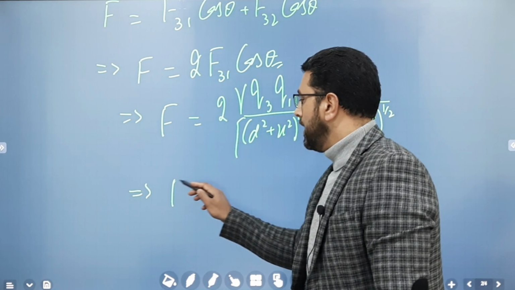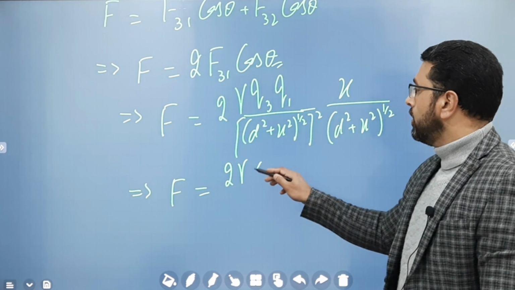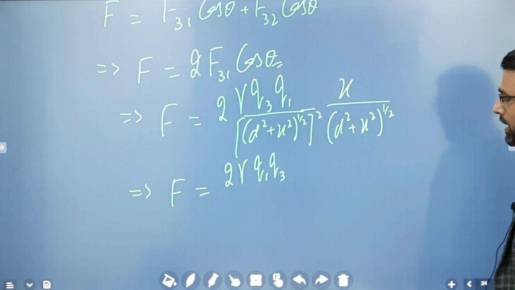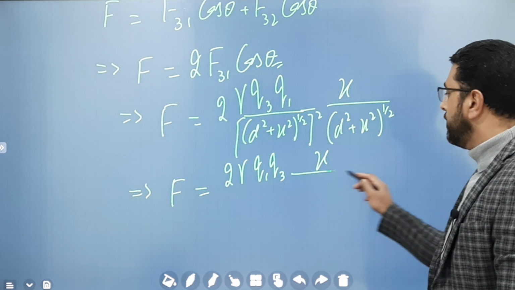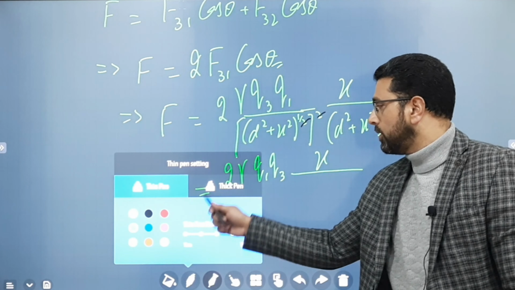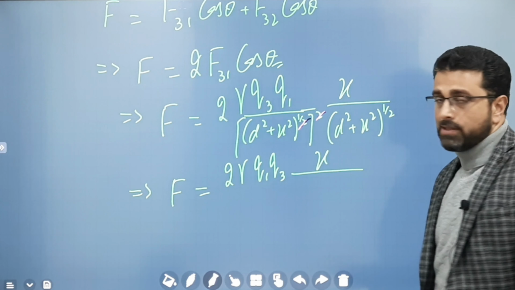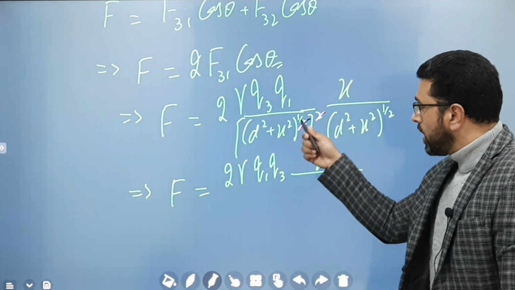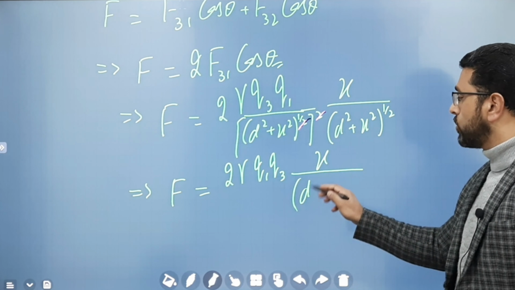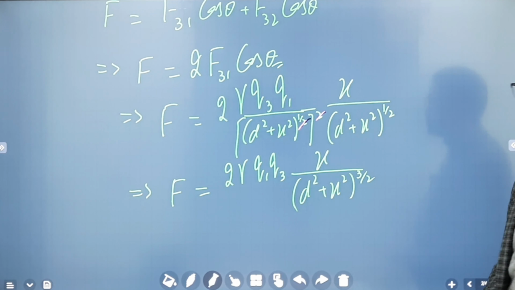So this implies F is equal to twice gamma Q1 Q3. I'll not substitute the values, I'll just keep them like this. X divided by, now here 2 and 2 will cancel out. So d square plus x square power 1, and d square plus x square power 1 by 2. Bases are same, powers are added, so we have d square plus x square power 1 plus 1 by 2, which is 3 by 2.